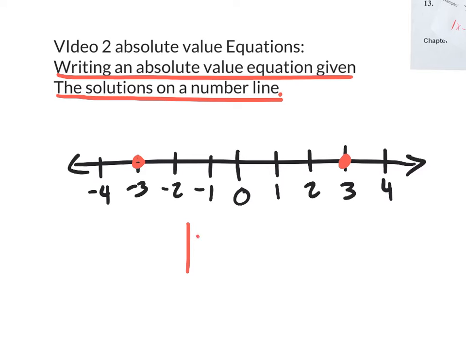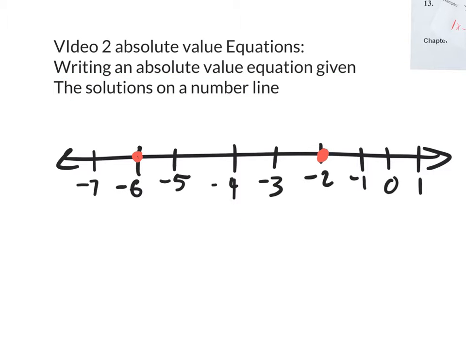This would be the absolute value of x equals 3. Right? Because when you do the positive situation and the negative situation, you're going to get positive 3 and -3. You guys agree with that? So that's really easy, right? Let's go for something a little more challenging.